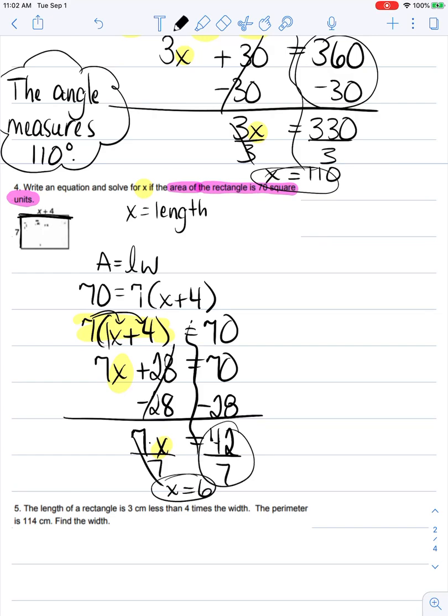So that's the solution. Let's see if we've answered our question with that solution. Write an equation and solve for x if the area, yes, we have. All they asked for was to solve for x. So that is the answer to your question.